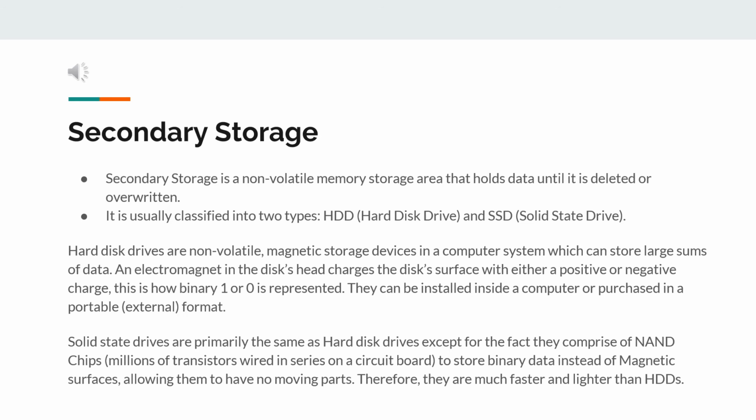Moving on to the second kind of storage, secondary storage is a non-volatile memory storage that holds data until it is deleted or overwritten. It is usually classified into two types: HDD, hard disk drive, and SSD, solid state drive.